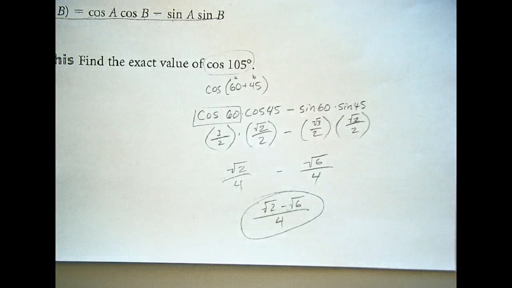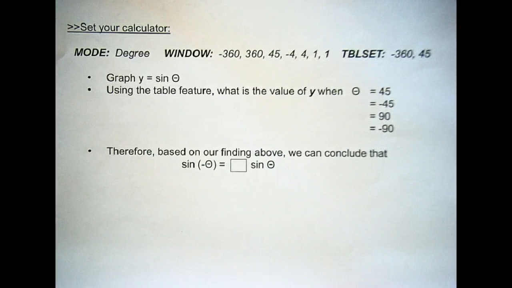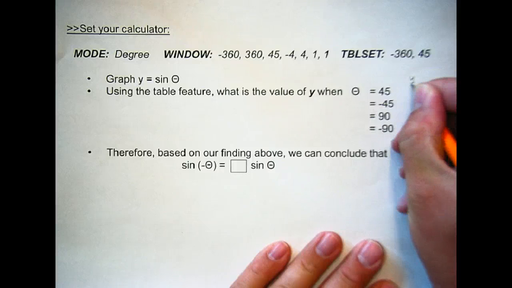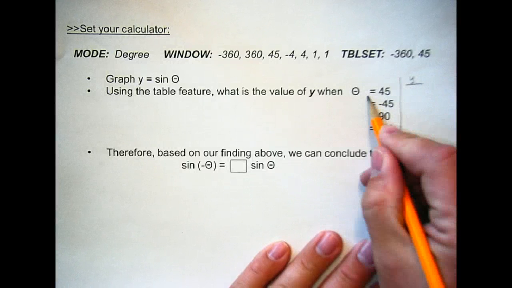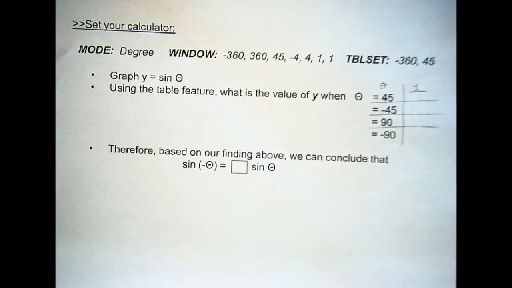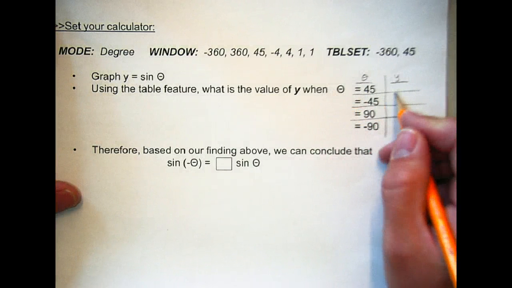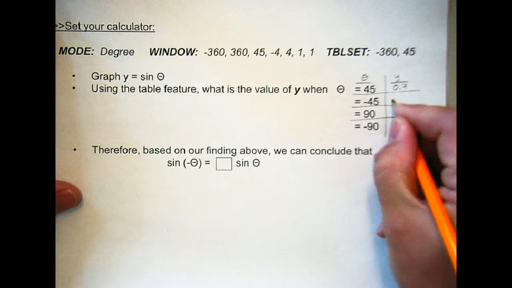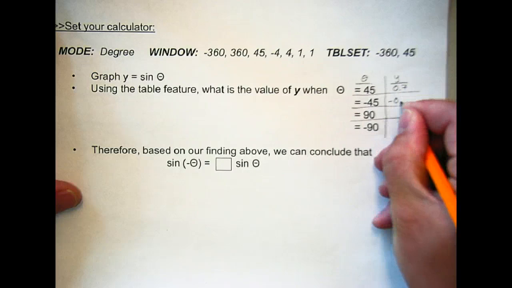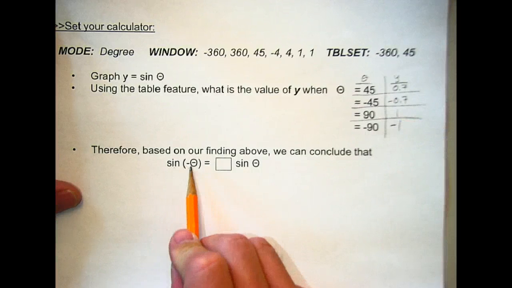Other questions? Good questions. Okay, let's try this here. I want you to now take out your graphing calculator. Make sure you set it to these settings, and then calculate these values. Find the value of y when theta is 45, negative 45, 90, and negative 90. Sine of 45 is 0.71. Sine of negative 45 is negative 0.7. Sine of 90 is 1. Sine of negative 90 is negative 1.